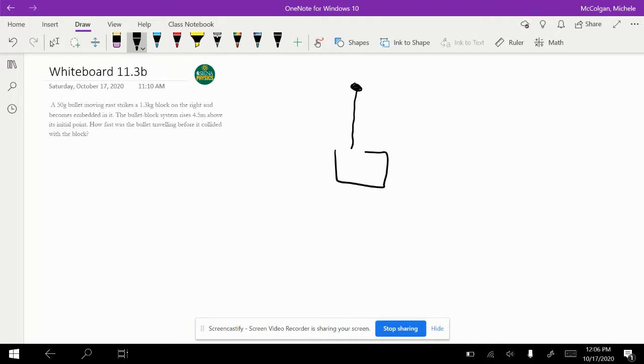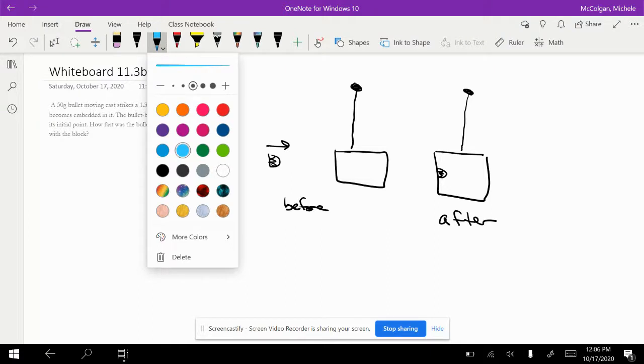So here's my block. Here's my bullet moving this way. And then right immediately after the collision, I'm going to have, right, so this is like my before, and this is my after. And then it's talking about the combination rising to a certain point. So let's draw that.